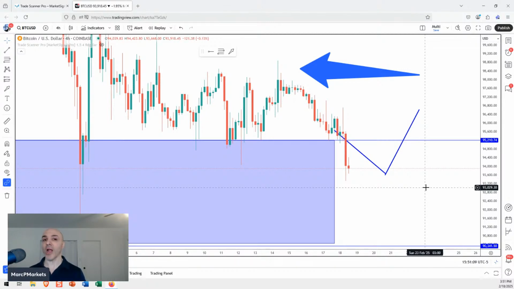Now, I'm not trying to be right. I know that may sound strange. I'm not aiming to be right. All I'm doing is measuring probabilities of one outcome versus the other. And if one outcome looks more probable than the other, that's the one that I talk about. Right? That's the one that I'm focusing on. And that's what I do. And those probabilities are derived from trend and support and resistance levels. That's it. That's where I derive it from.